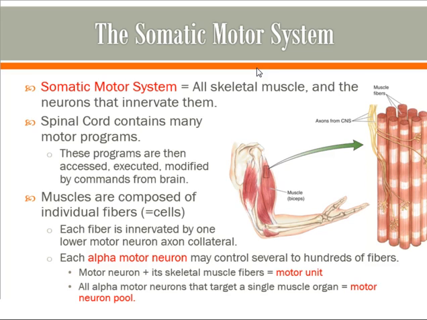Other kinds of muscle, like smooth muscle that lines your digestive tract or all your blood vessels, those smooth muscle cells have the ability to do some contraction without nervous system input. So if you stretch them, they will spontaneously contract to oppose that stretch. Skeletal muscle doesn't do that. Skeletal muscle is entirely reliant on nervous system input.